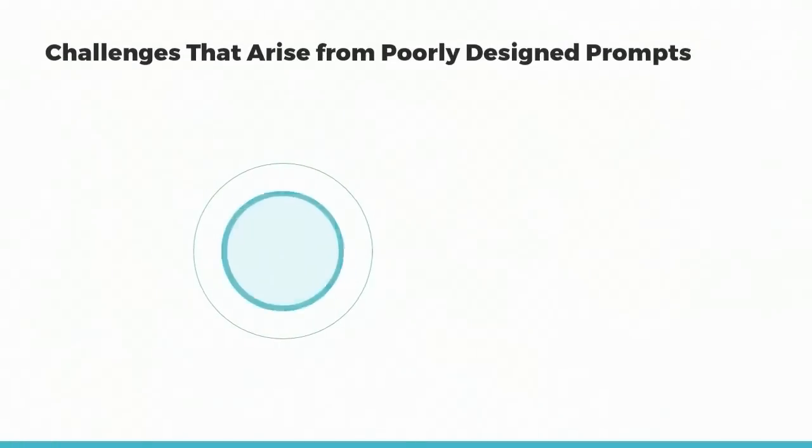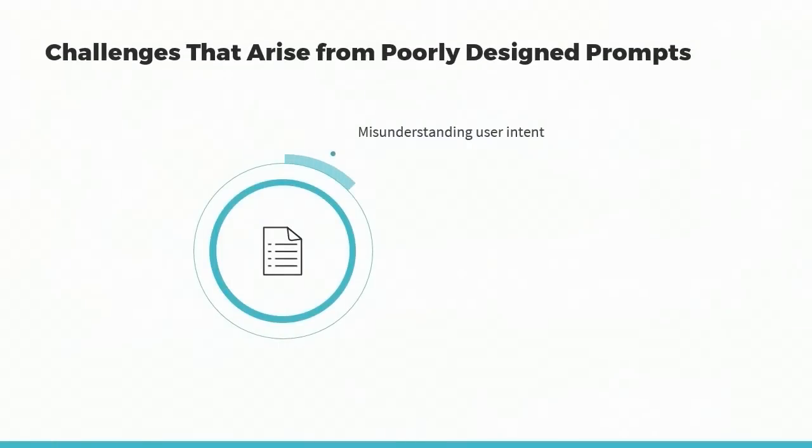A vague prompt can cause ChatGPT to misunderstand the user's intent, leading to irrelevant or inaccurate responses. For example, a prompt like, "What's up?" can be interpreted in many ways, increasing the likelihood of an errant response. A prompt that doesn't relate to the intended topic or request can result in ChatGPT generating unhelpful responses.